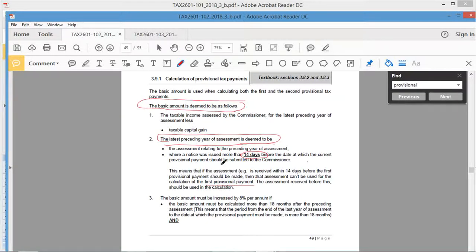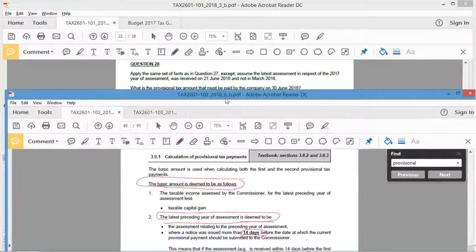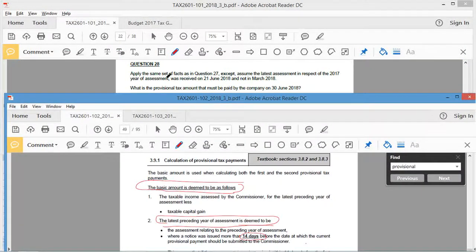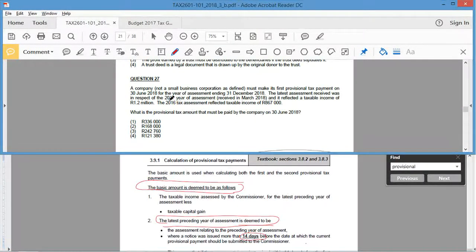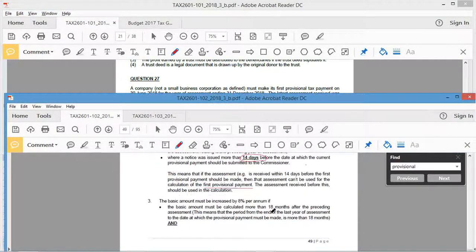Then we're going to have to use something different, which is the next bit. Let's have a look at that. Apply the same set of facts as question 27. So let's go back to 27. We don't have, well, this 1.2 million would have been received, but that was not within the 14 days, so not later than that or more than that. So then we would have to use the 2016 tax amount, which is 867. Right, 867 is what I'm going to be using.